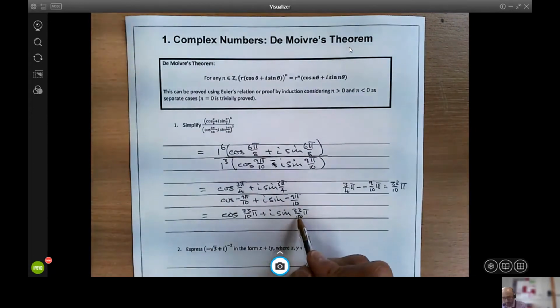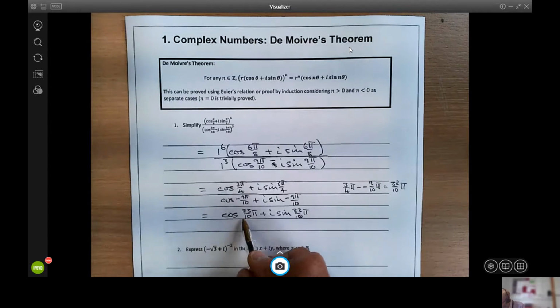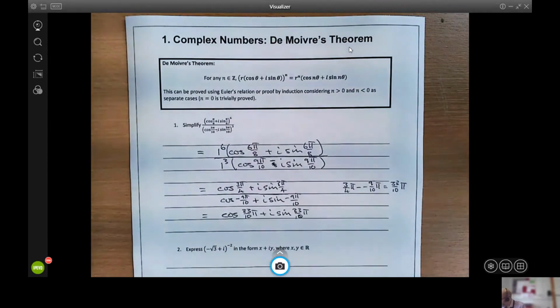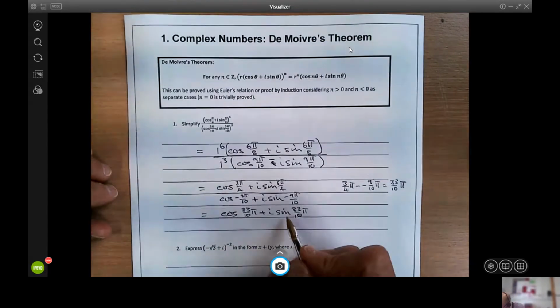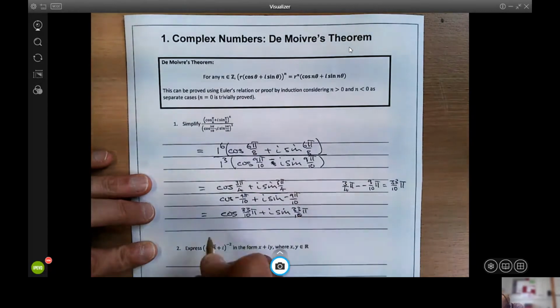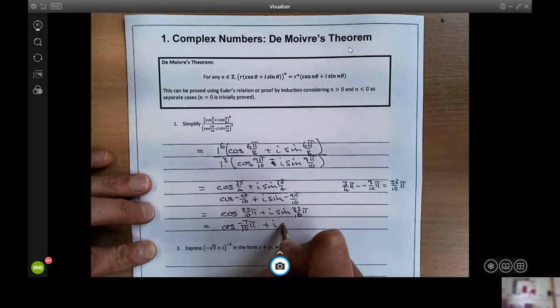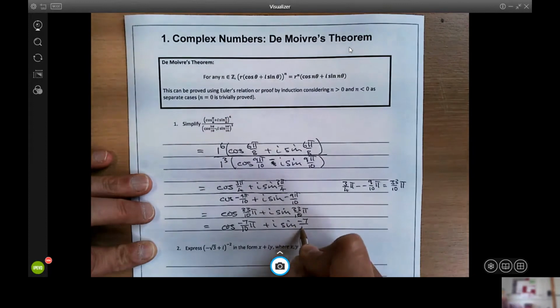Now this 33/10 π is bigger than 2π, so we could subtract 2π from it, and we're going to get 13π/10, aren't we? Which is bigger than π, so we actually want to subtract 4π from it. So this is cos(−7π/10) + i sin(−7π/10).